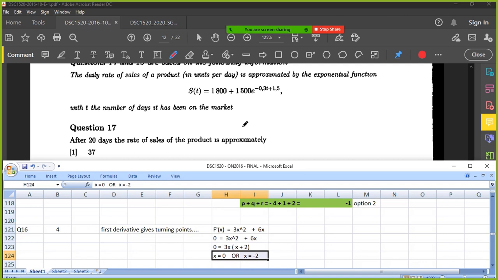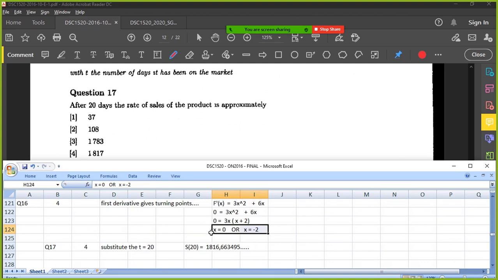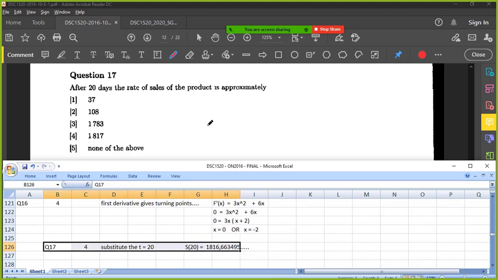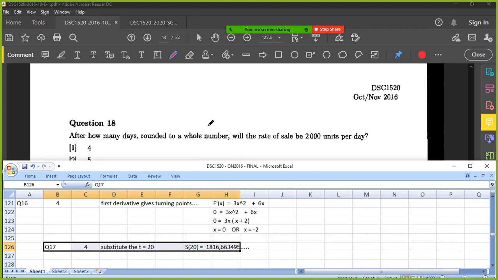0.3 times 20, plus 1.5 equals. So I got 1816.663495. So yeah, it's option 4. Perfect. Good job. Okay, 18, remember, uses the same formula.